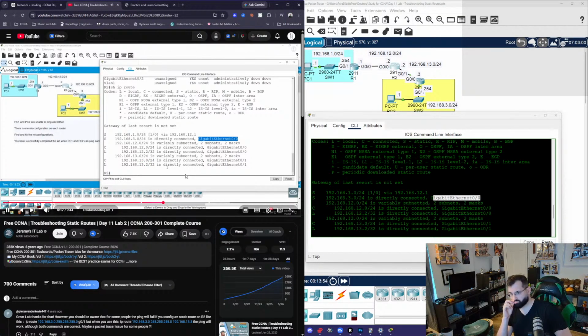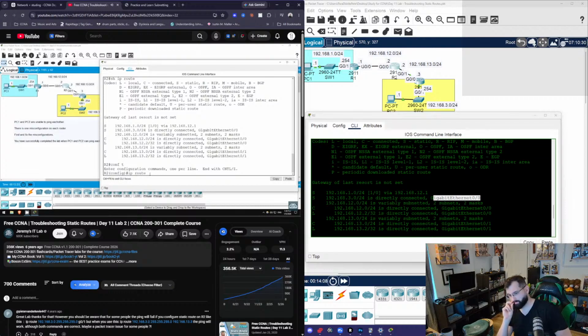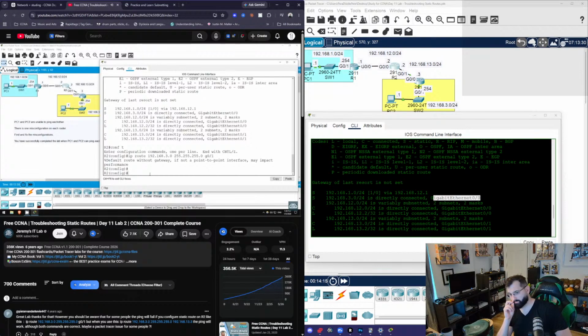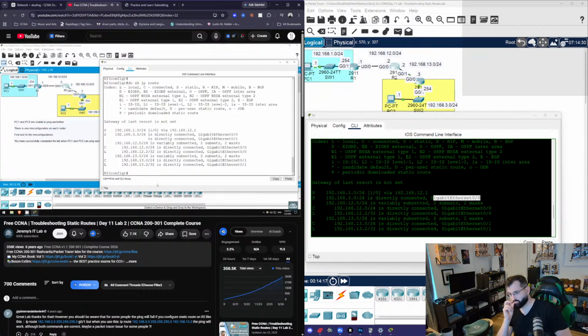There's our problem. To reach the 192.168.3.0/24 network, R2 should use the gigabit Ethernet 0/1 interface, not 0/0. Let's see what happens if I enter the correct route without removing the incorrect one. Configure terminal, IP route 192.168.3.0 255.255.255.0 G0/1. Do show IP route.